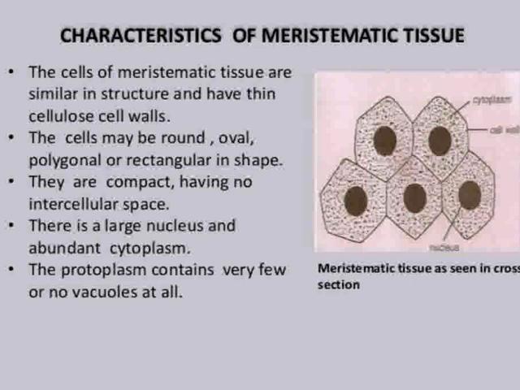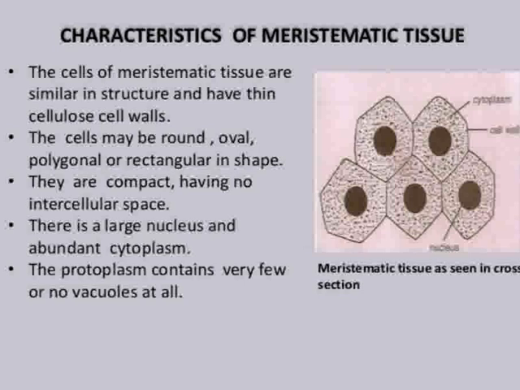Since meristematic tissue is a tissue where the cells are actively involved in division, they have a large nucleus where constantly the chromosomes are under activity, and hence they have a large and conspicuous nucleus and abundant cytoplasm. The protoplasm contains very few or no vacuoles because the cells do not get the time to mature and develop vacuoles. The cell undergoes division time and again, and hence the protoplasm contains either no or very few vacuoles. These are some of the characteristics of the meristematic tissue.